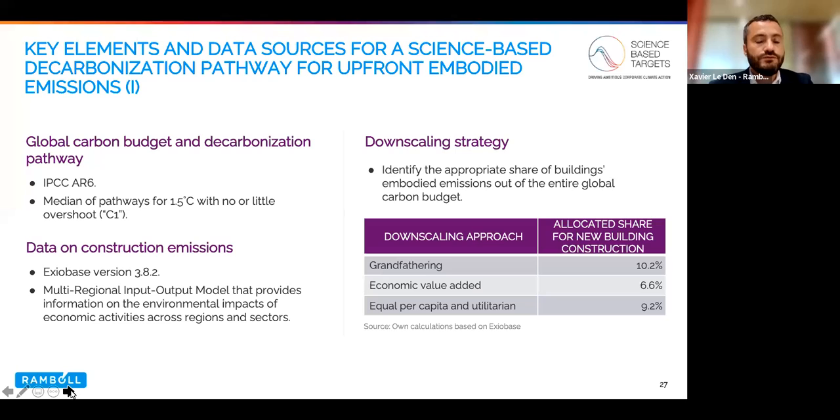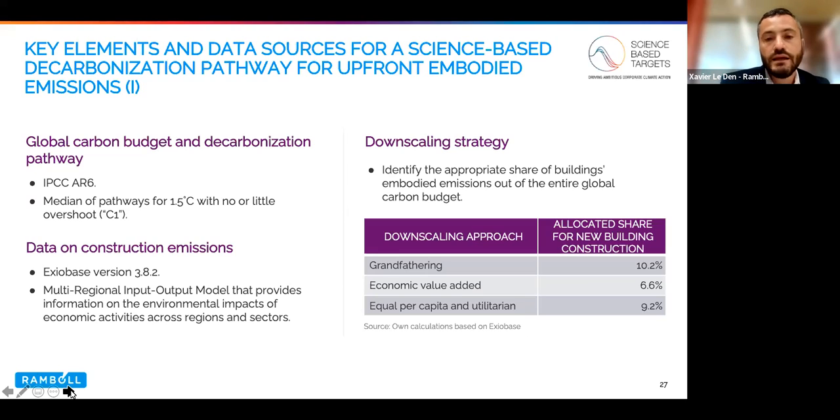So a few more detailed elements on how we derive this pathway. We use the median of pathway for the 1.5 degree of the IPCC AR6 report with no or little overshoot. So we talk about the C1 pathway. So that's for the carbon budget. For the data on construction emission, we use the Exiobase model, which is a multi-regional input-output model that provides information on the environmental impact of economic activities across regions and sectors.